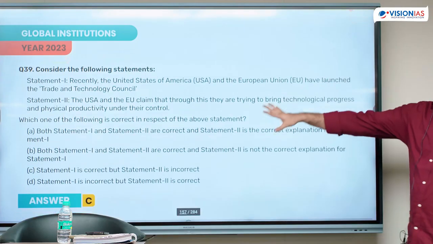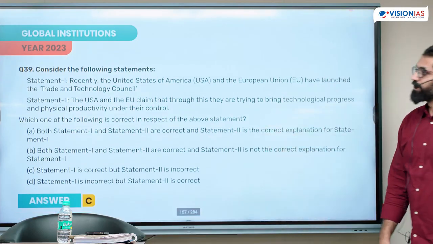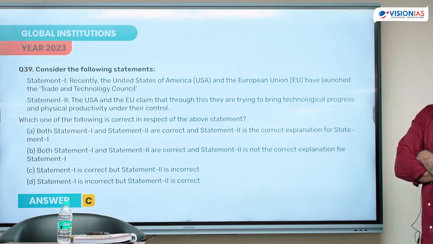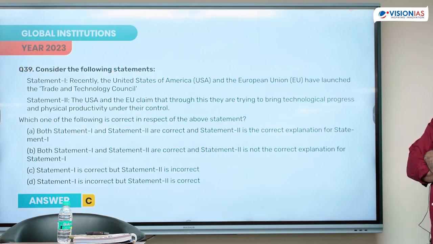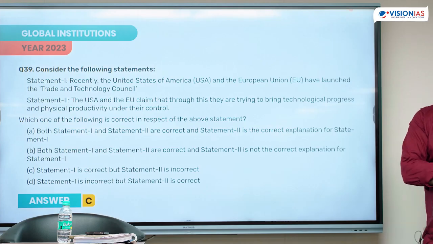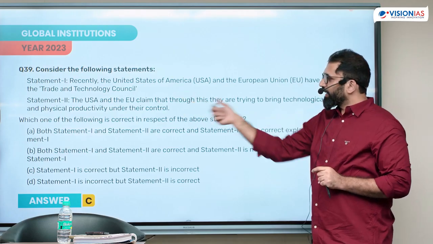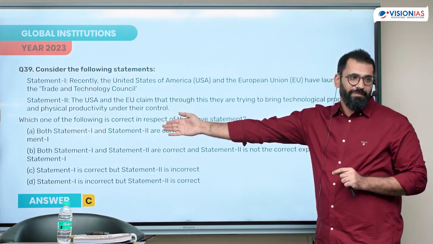Now this is a question of the kind I said, issue-based questions they are covering in the last 2 years. USA and European Union have launched the Trade and Technology Council. US and EU claim that through this they are trying to bring technological progress and physical productivity under their control. Now if you read the statement, they've created a council, and through a council they are directly saying that they will bring everything under their control.